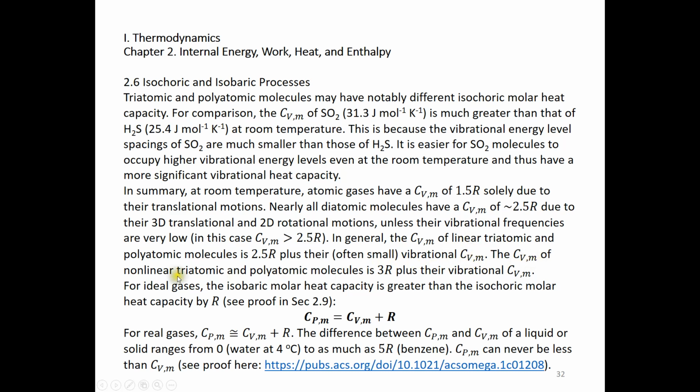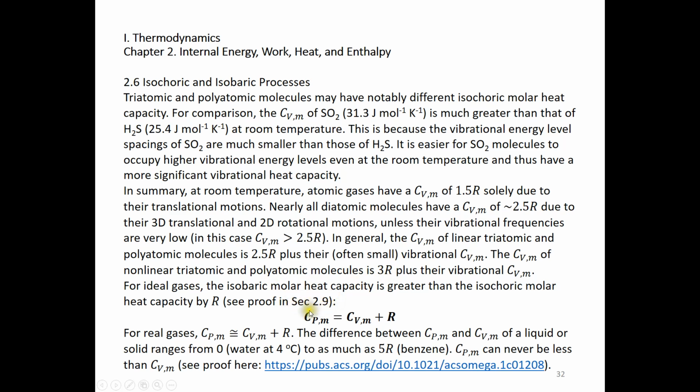What about the CVM of non-linear triatomic and polyatomic molecules? Well, it's going to be 3R at least. Why 3R? 3 translations, 3 rotations. Together, you have 0.5 R times 6, you get 3R. And then we need to take into account the vibrational isochoric molar heat capacity. It depends on the situation. Again, if you have heavy atoms in the molecule, or if you have many atoms, then its CVM might be significantly greater than 3R.